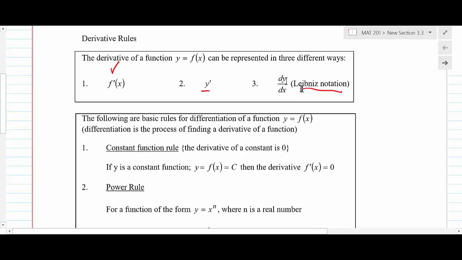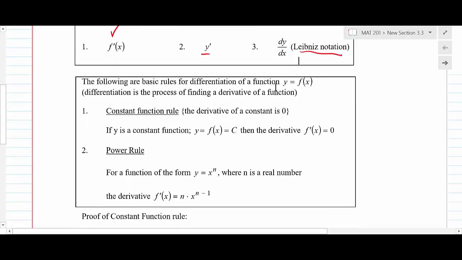All this Leibniz notation just says is the d stands for derivative, so it's the derivative of the function y with respect to the variable x. You'll catch on to that as we go and what we use that for. Okay, so here are the two basic rules that we're going to look at.